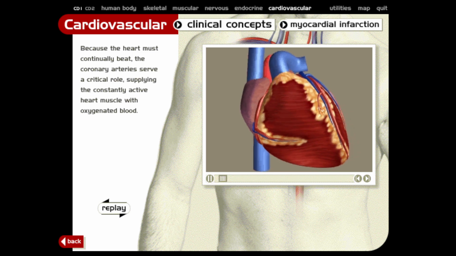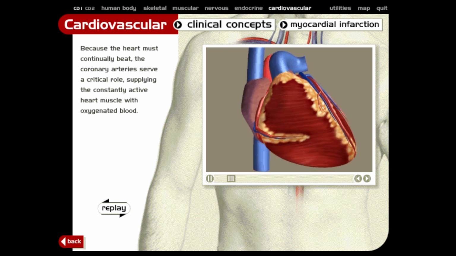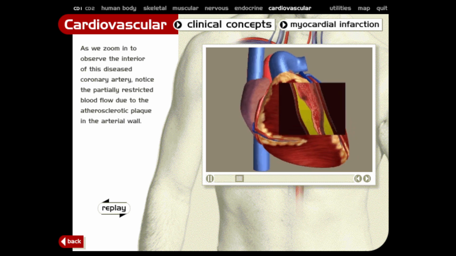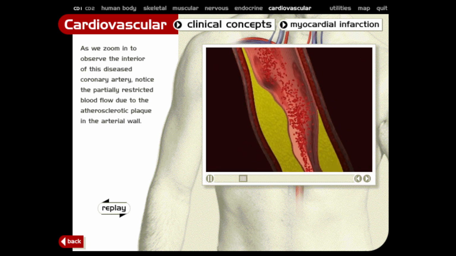Because the heart must continually beat, the coronary arteries serve a critical role, supplying the constantly active heart muscle with oxygenated blood. As we zoom in to observe the interior of this diseased coronary artery, notice the partially restricted blood flow due to the atherosclerotic plaque in the arterial wall.